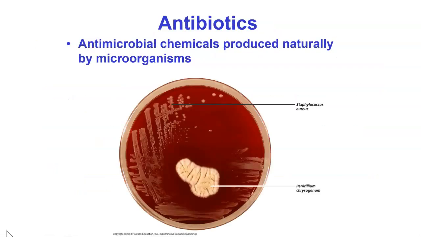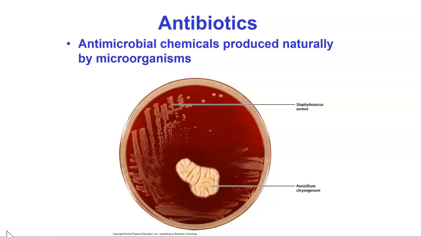When we deal with these, we often look at antibiotics because antibiotics are extremely important to us. Antibiotics are basically antimicrobial chemicals produced naturally by microorganisms. There are many different types of antibiotics. The first one was discovered by Fleming.